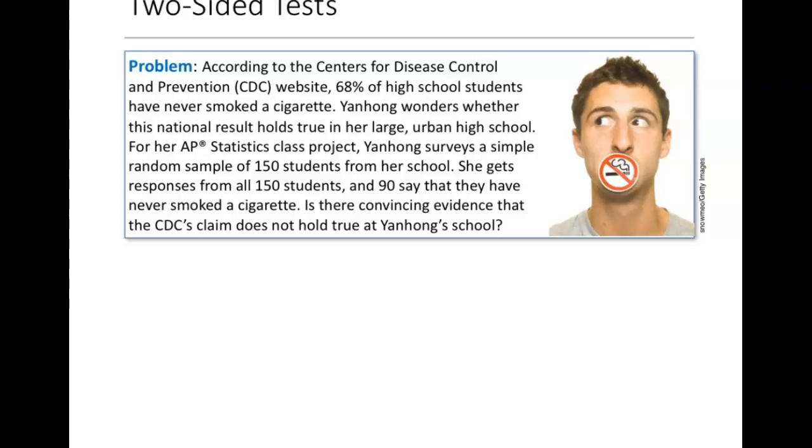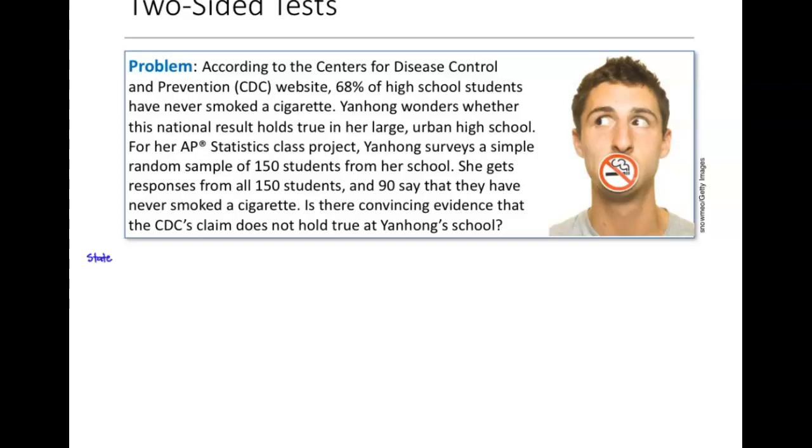All right. So Yan Hong doesn't wonder whether her school is greater than the national average or less than the national average. She only states that she wonders if it's different. Okay, so that indicates that our alternative hypothesis is going to be not equal to, and we're doing a two-sided test. So I'm just going to walk through this one fully again.